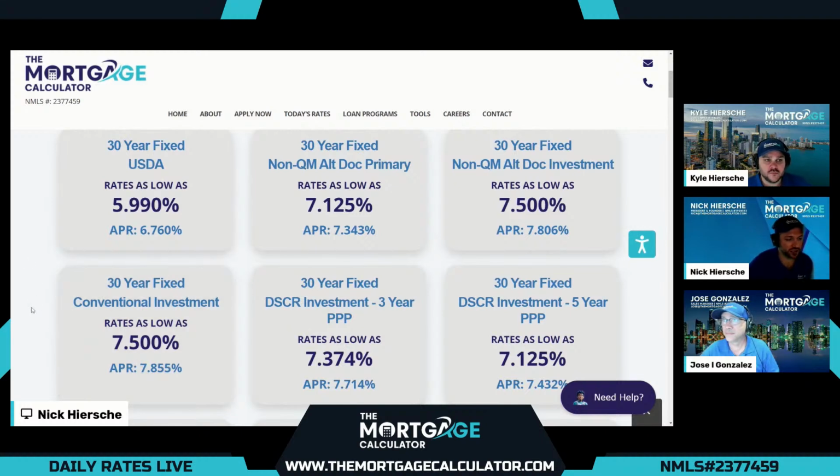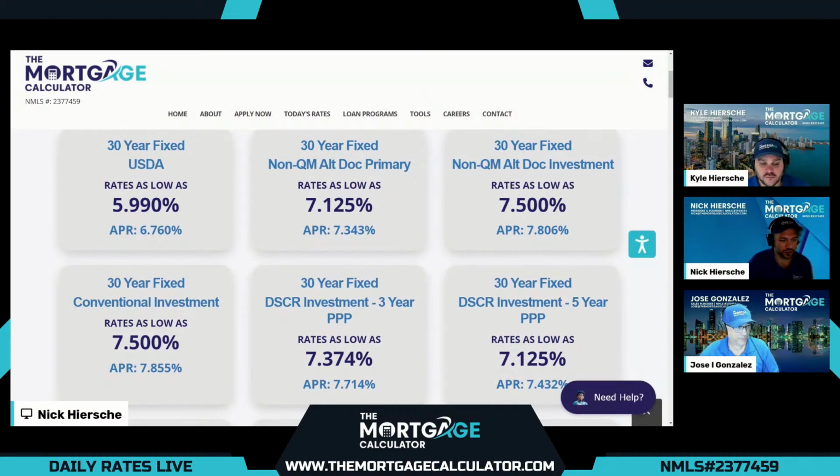So the only agency government option is conventional. Remember, government programs, USDA, VA, FHA do not work for investments. So the only option we have here is our conventional 30-year fixed for investment coming in at 7.5 rate. Final APR 7.855. So it's just a touch higher than our non-QM option. So definitely very comparable here for our borrowers that need to use it.